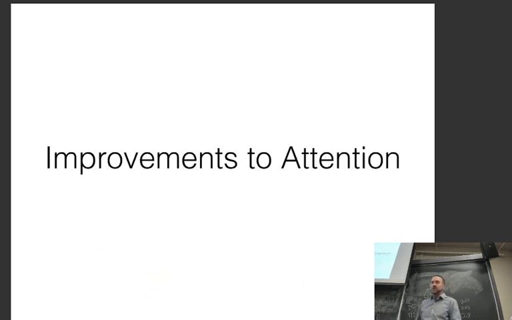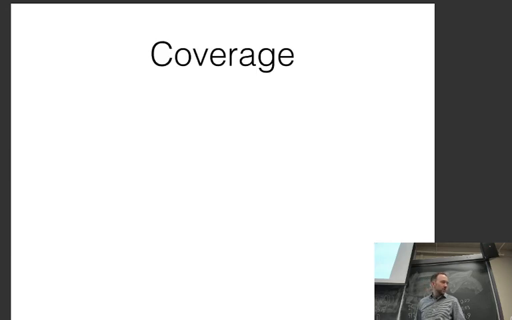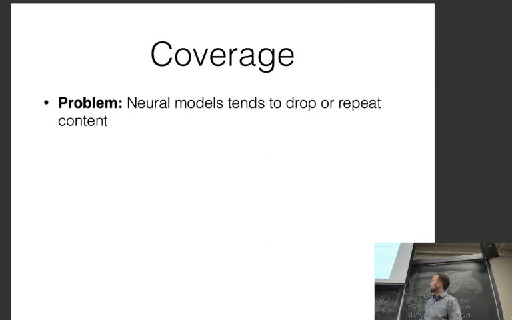There's also been a bunch of improvements to attention. One thing that's super important and super useful is coverage. The idea of coverage is that neural models, especially sequence models, tend to drop or repeat content. An example of this is, I wish I had an example on here because they're so funny, but it's like my foundation went to the foundation for foundation or something like that. It found this kind of rare word in the source that it knows it needs to translate, but then it forgets that it only needs to translate it once and not 5 times.